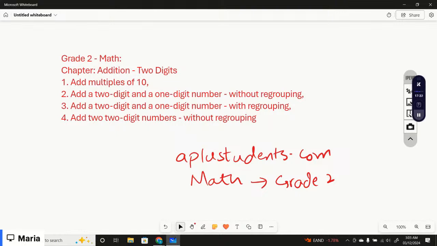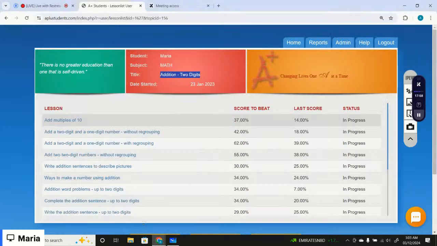We are going to start with the lesson addition two digits. The lessons we're going to talk about today are add multiples of 10, add a two digit and a one digit number without regrouping, add a two digit and a one digit number with regrouping, add two two digit numbers without regrouping. Let's just start with the first lesson, that is add multiples of 10.